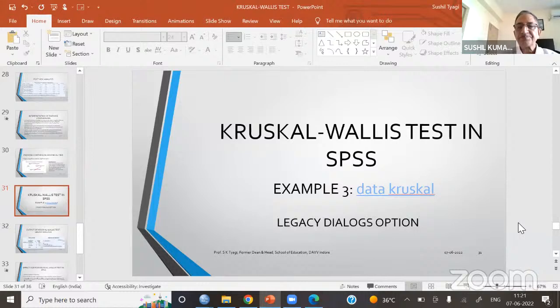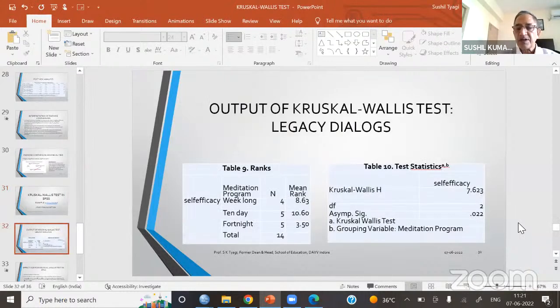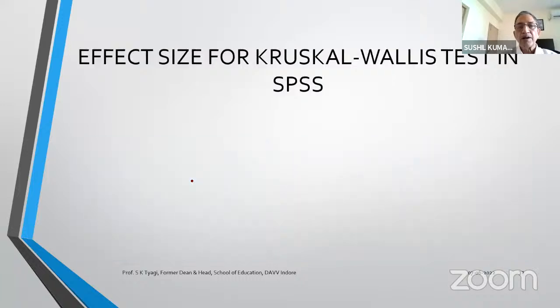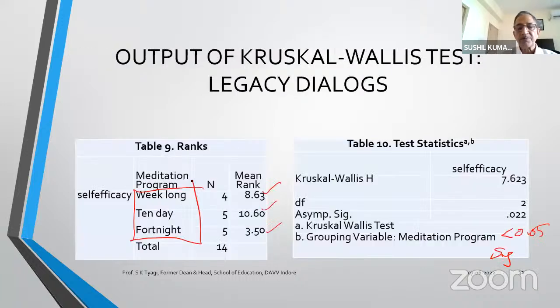So look at this. These are the two tables here. One table gives you the mean ranks 8.63, 10.6, 3.5, and the other gives test statistics, Kruskal-Wallis H, and this is less than 0.05, therefore significant. That means all these three groups differ significantly. I have not written the interpretation; you can write the interpretation.